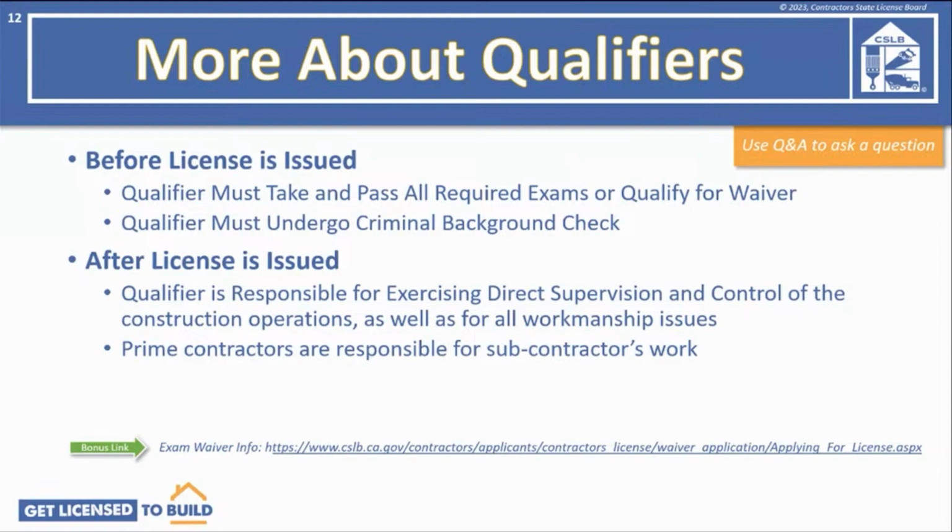The qualifier must also undergo a criminal background check. We will go more in depth on that in a few minutes. After the license is issued, the qualifier must be in a position to exercise direct supervision and control of the company's operations. They are also responsible for all workmanship issues. It is also important to note here that if you are trying to get a B general building contractor's license and you hire subcontractors to work under you, you are responsible as the project's prime contractor for the work that they do.